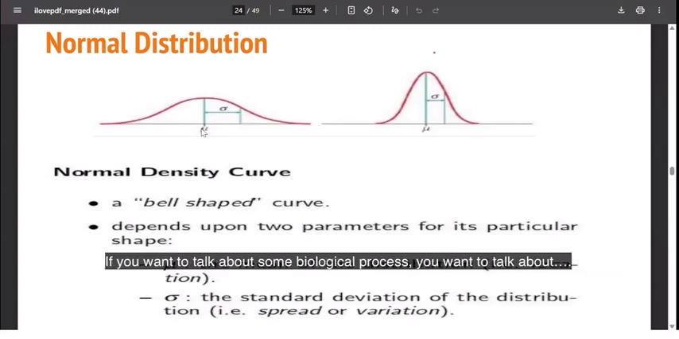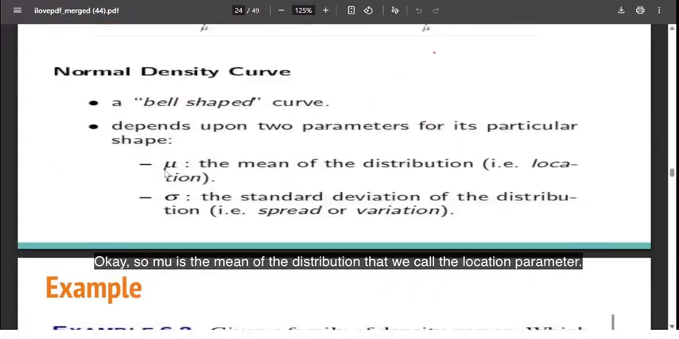We want to talk about some biological processes, some real life phenomena. They actually exhibit this distribution. There are two parameters in a normal distribution: the mean and the variance. Mu is the mean of the distribution that we call the location parameter. If I want to know the center, then I need the value of the mean. If I want to know how the data spread out, then I need the value of the standard deviation.